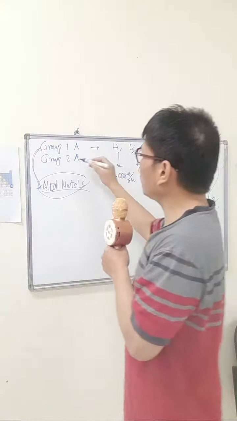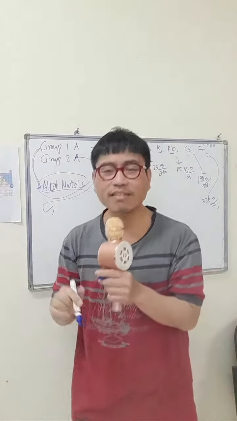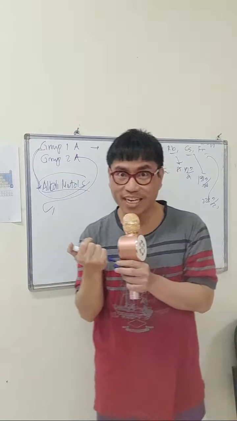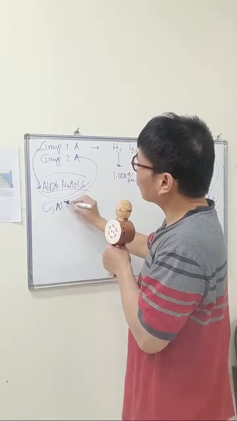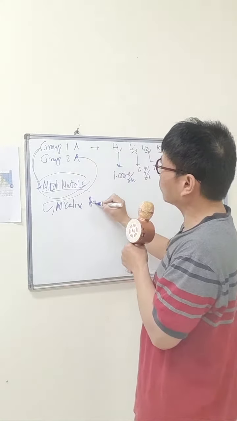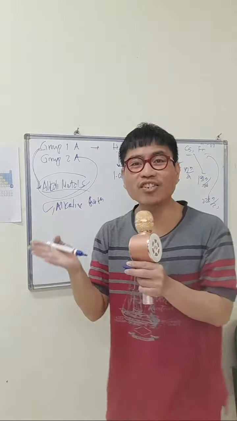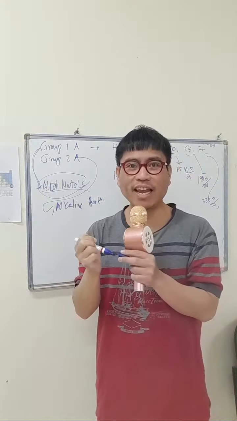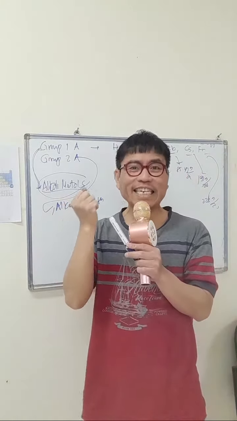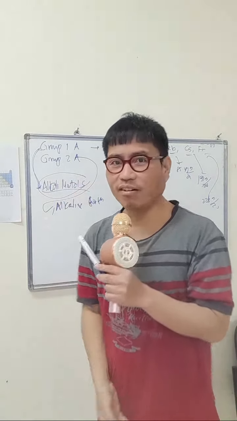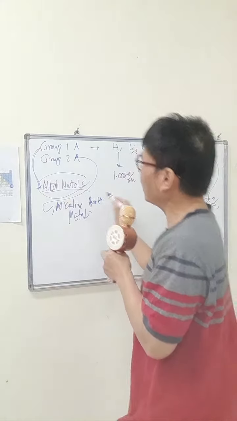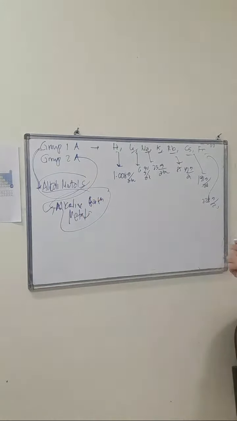Group 2A, we have the alkaline. Take note of the term alkaline, not alkali. So there's a difference, right? Now, this time you have to put earth: alkaline earth metals. So this is all about diction and pronunciation. Earth, alkaline earth metals. You really have to emphasize the pronunciation. Okay, alkaline earth metals.